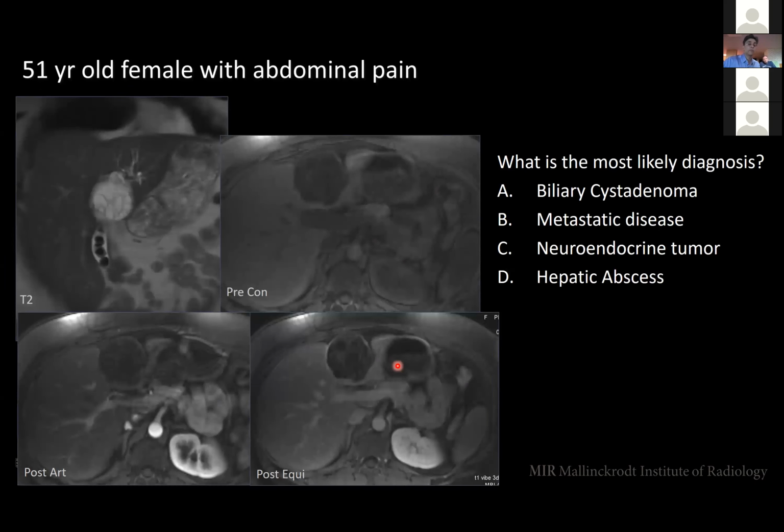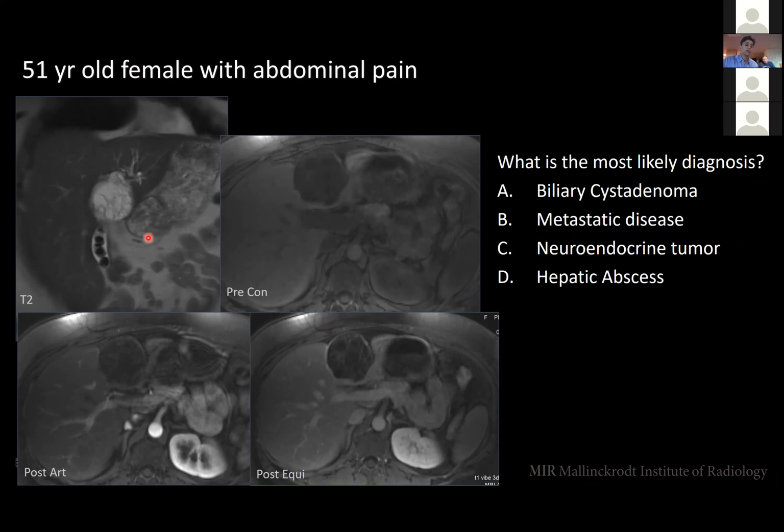Switching gears a little bit, 51-year-old female with abdominal pain. Here you have a coronal HASTE, then T1 weighted pre-contrast, arterial phase image in the bottom left, and a delayed image here. And what is the most likely diagnosis? Is it a biliary cystadenoma? Is it a metastasis, or neuroendocrine tumor, or hepatic abscess?